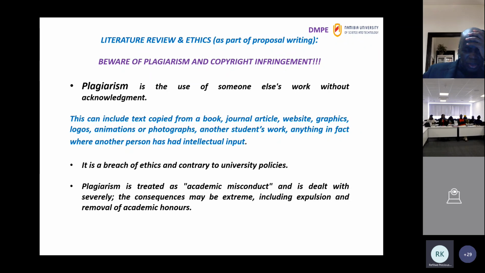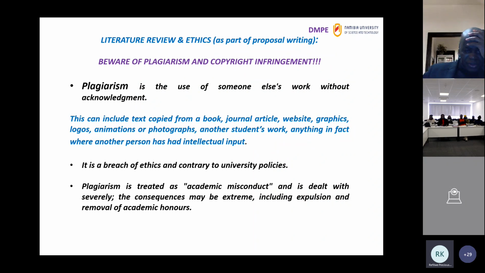And if you don't acknowledge, because you don't want the reader to know it's not your own idea, you could be violating the plagiarism rule, right? So beware of that. And plagiarism includes text copied from a book, article, website, graphics, animations, other people's work, another student's work, even if it's your peers as a student, or anything that another person has intellectual input to which you didn't give him the credit.